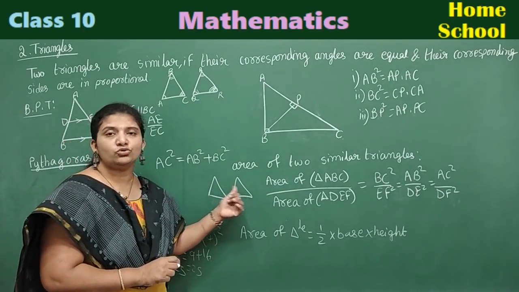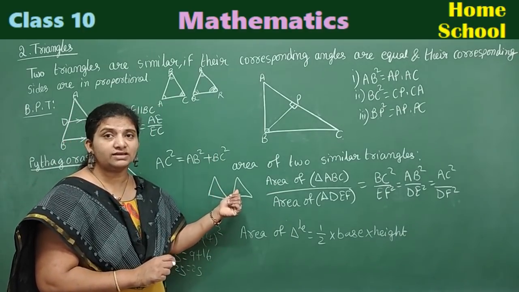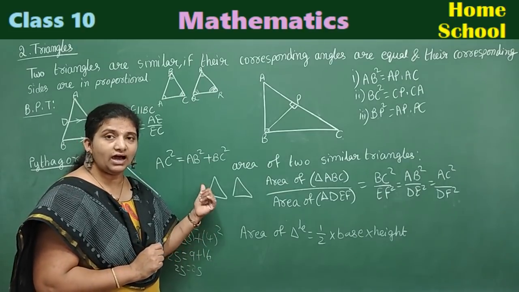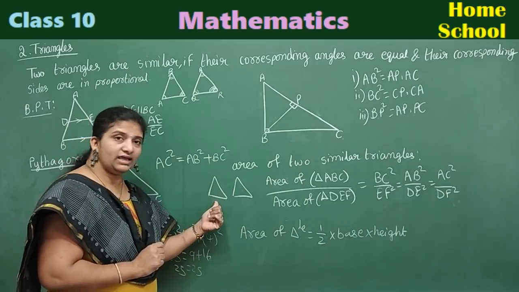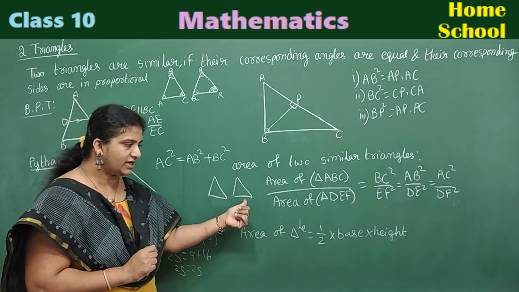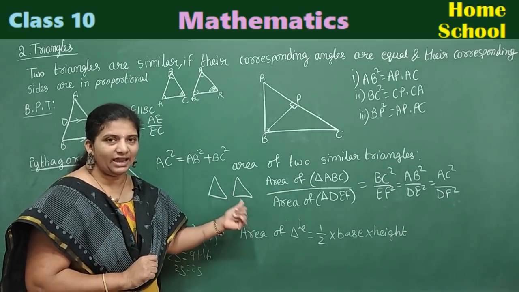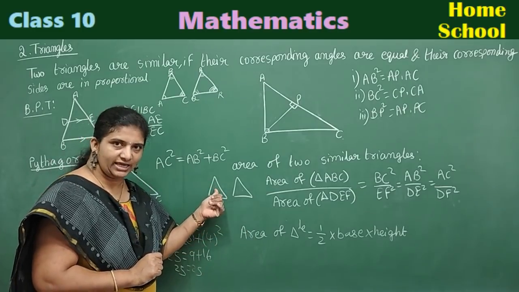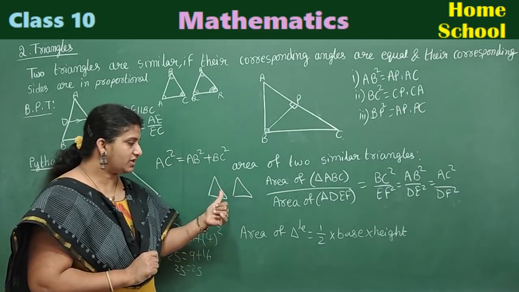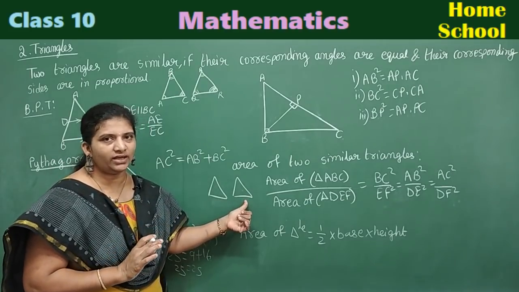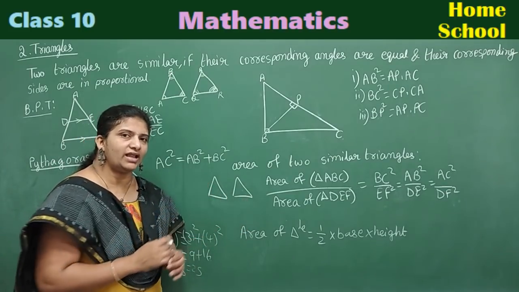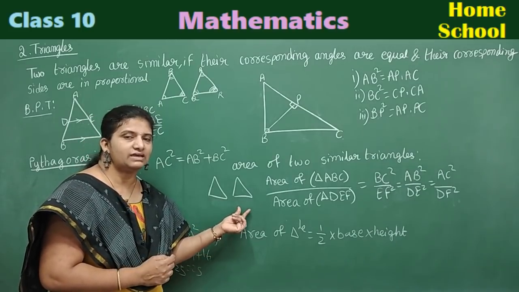Suppose any two triangles are similar, we are saying. If they are similar and the areas will be given, one triangle side will be given, another triangle side will be missing. At that time, area of this triangle by area of this triangle is equal to this side square by this side square, you write, and then if you substitute all the values, you can find this side value.